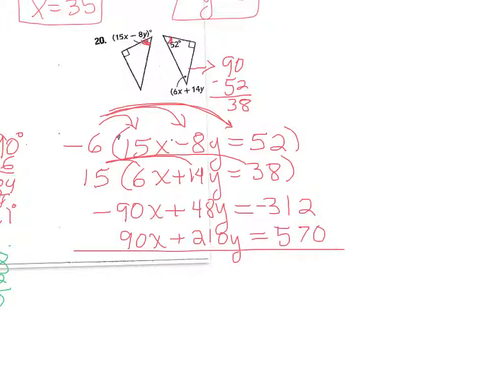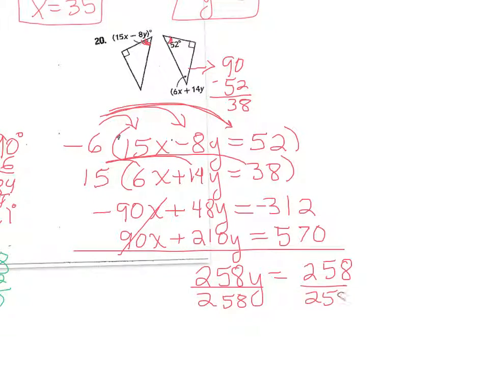Now you combine both equations, and notice that when you try to combine, the x's are going to be eliminated. Then you have the y's. 210 plus 48 is 258y. Then 312 subtract from 570, and that would be 258, and that is positive. Then you divide by 258, and y equals 1.